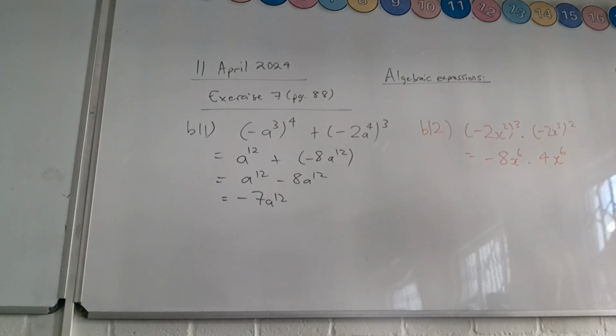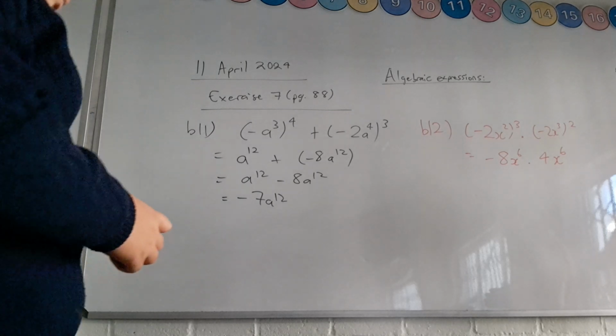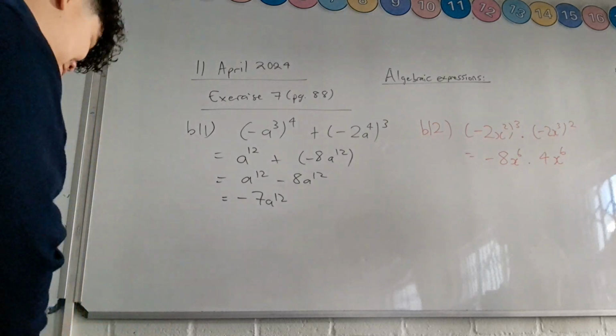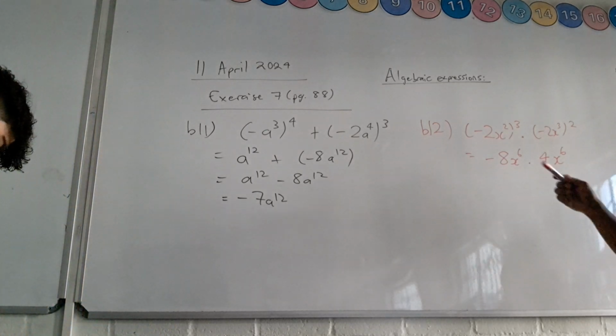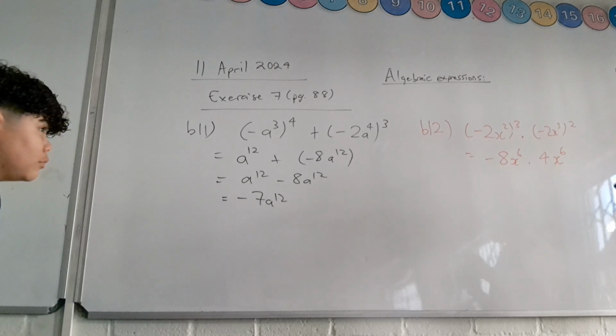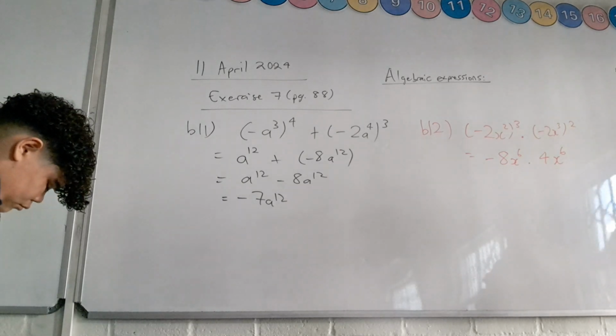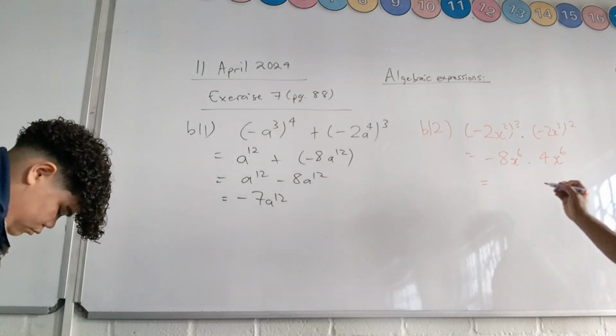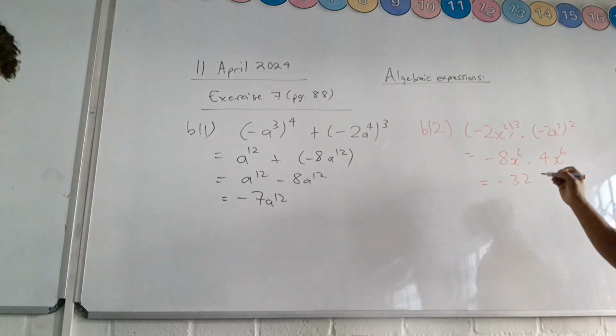Hello? Yes, sir. Are you following? Yes. I hope you marked this time. Yesterday I kept saying you should have marked this. Matthew? So, now you must multiply. Multiply the coefficients, multiply the variables. Coefficients, negative 8 times 4, negative 32.